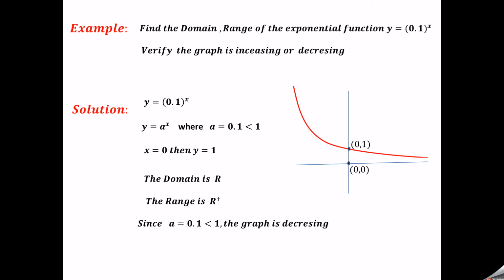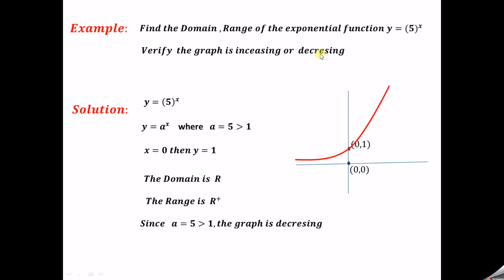Let us go to another example. Find the domain and range of the exponential function y is equal to 5 power x and verify whether the graph is increasing or decreasing. So if we compare this function y equal to 5 power x with y equal to a power x, then a equal to 5, the base is equal to 5. And this base is positive, 5 is greater than 0. And 5 is not equal to 1, it is greater than 1. Therefore, this is an exponential function and it passes through the point (0, 1). If we put x as 0 here, y is 5 power 0, that is equal to 1.